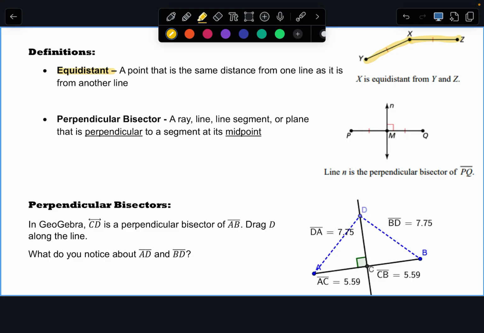Okay? For points, it's really easy. To measure the distance, you just measure the length of the segment in between. Is there like a special notation for equidistant? There is not, no. Good question, though. So for points, you just measure the length of the segment in between.